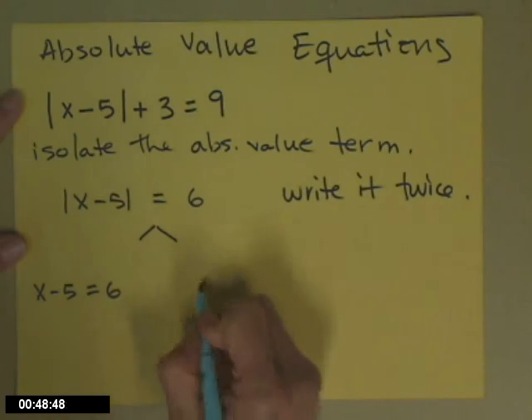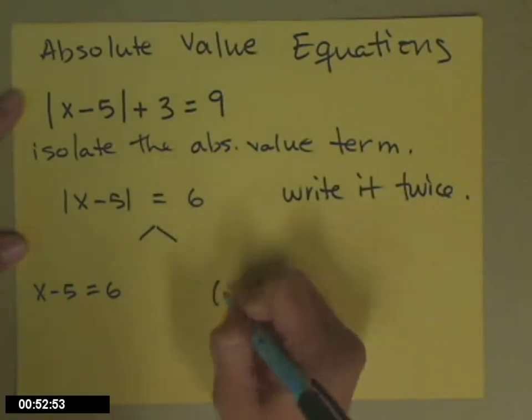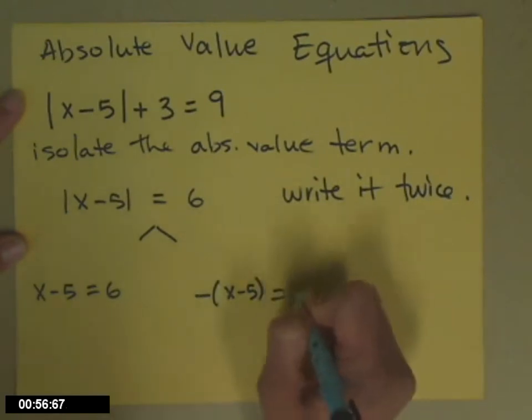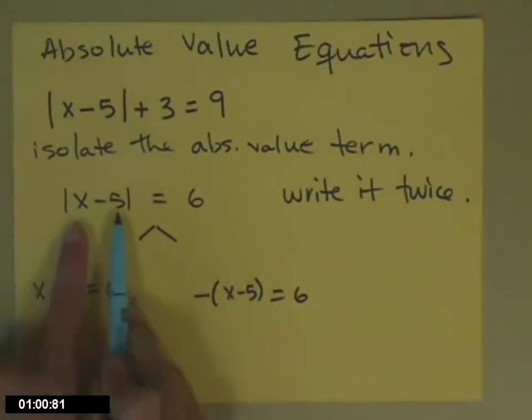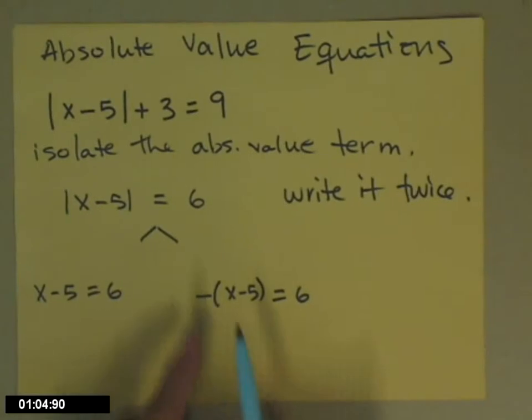And the other time I write it, I change those absolute values, I morph them into parentheses, and I slap a negative sign out in front. So this is what would happen. If inside here I had this amount, the absolute values would cancel that negative sign right there, and so I would get the second solution.